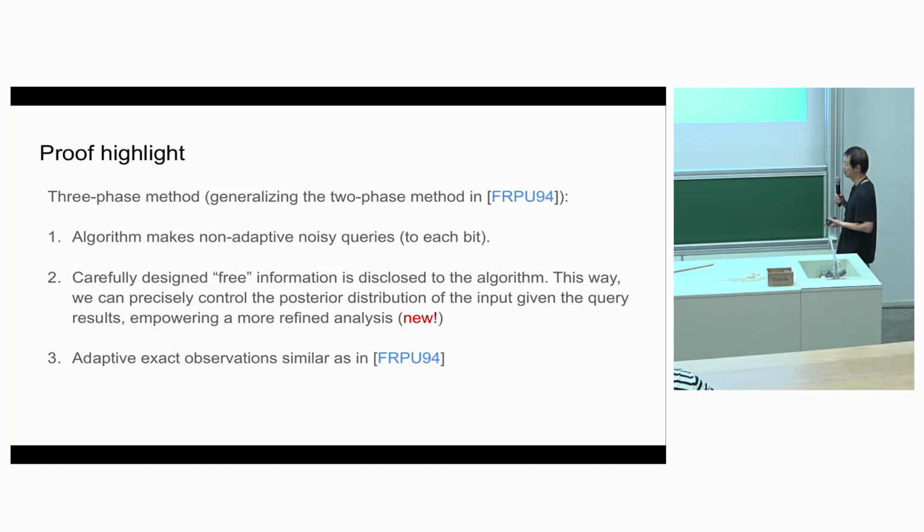And in the last step, we do something similar to the previous work by Feige et al. We allow the query algorithm to make adaptive queries, but here we make exact queries instead of noisy queries. So that's a rough idea of the proof that goes into our work.